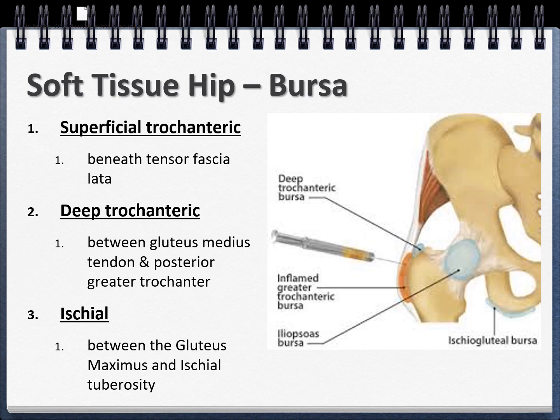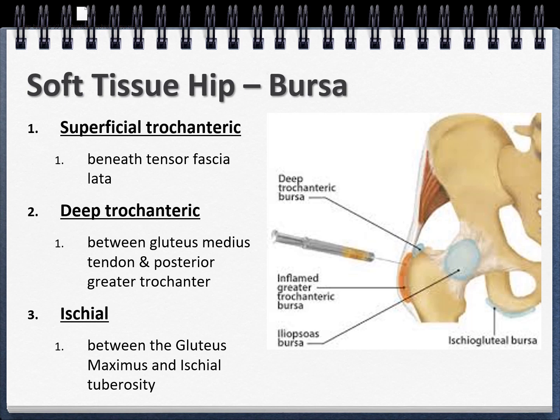So the bursas of the hip are the superficial trochanteric bursa, which sits beneath the tensor fasciae lata. If you remember from your massage course, the tensor fasciae lata comes from the top of the pelvic girdle down the lateral side of the body onto the head of femur. So this bursa sits below the tensor fasciae lata.